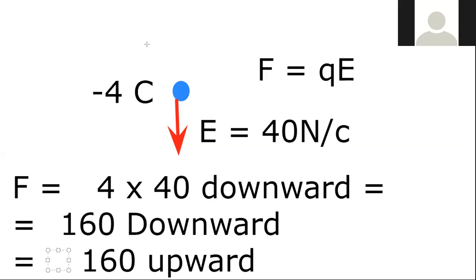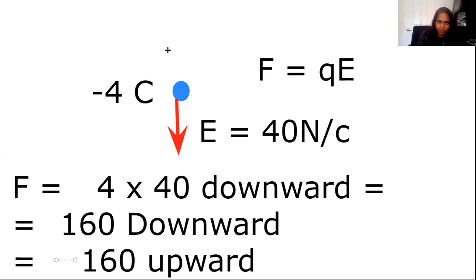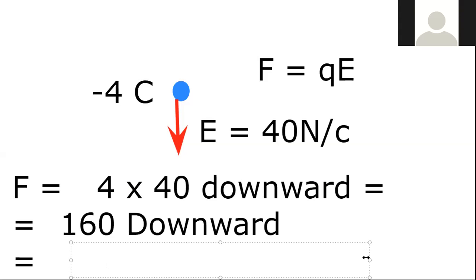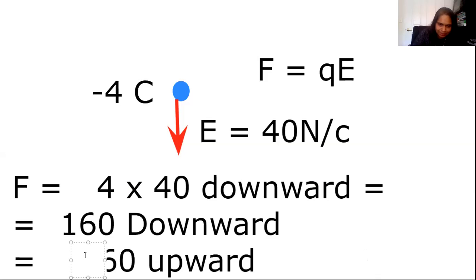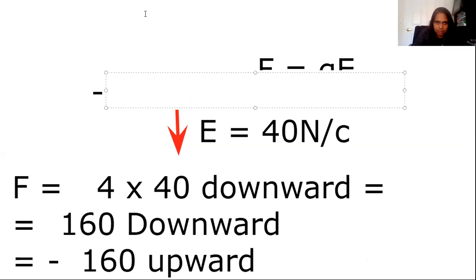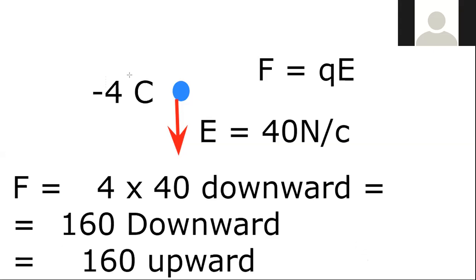Oh, okay. Now I can understand. Downward doesn't change. Now I understand why. Let me edit this. So this is negative, and if this is positive 4, we have positive. Okay, now take a picture.